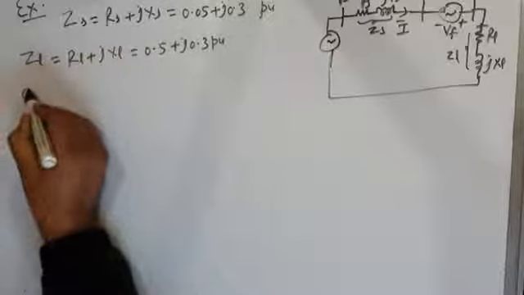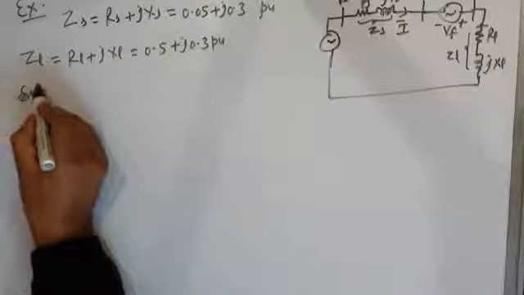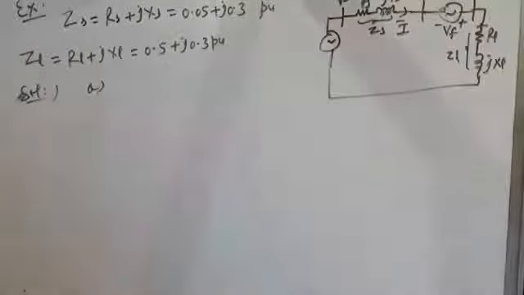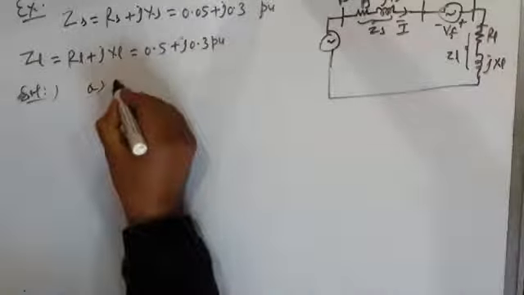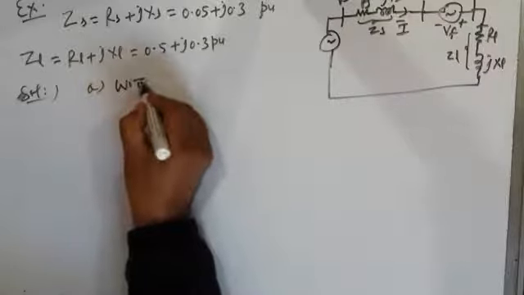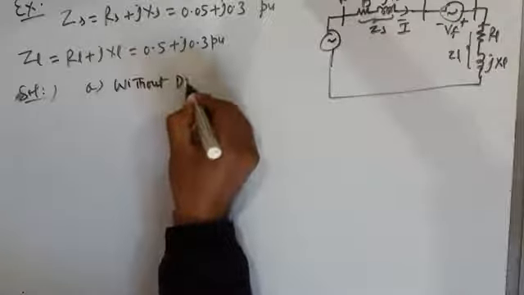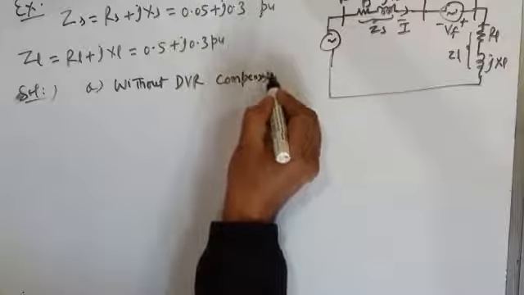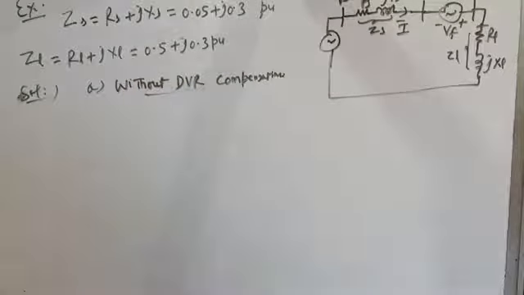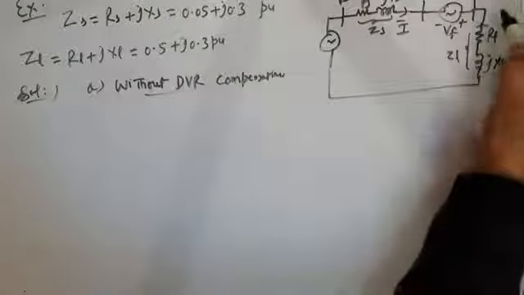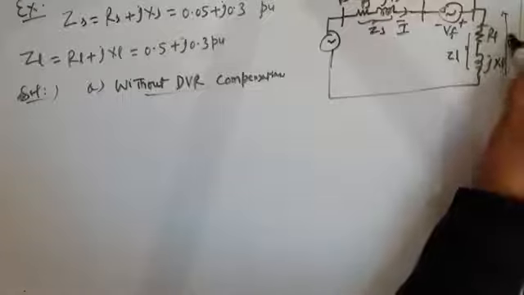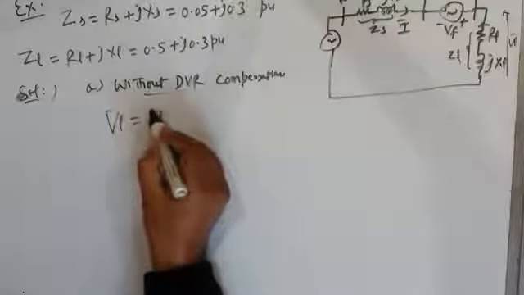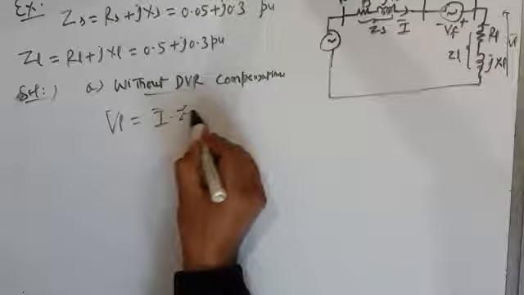Part A, let us try to solve it. Solution. पार्ट ए में आपको निकालना है calculate the load voltage without DVR. So I will write here, without DVR compensation. DVR is not connected in the system, so you have to calculate load voltage. ये load voltage है आपकी VL, voltage across the load, and it is equal to load current I into load impedance.